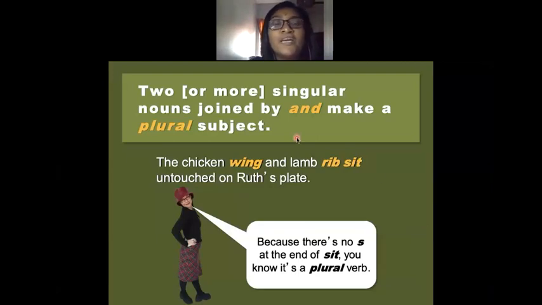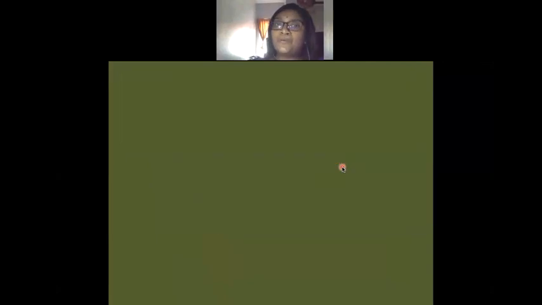All right. So let's say you are looking at the chicken wing and the lamb rib. So there are two subjects here. You have the chicken wing and the lamb rib sit untouched on Ruth's plate. So we have to use a plural verb. Because there's no s at the end of sit, that means the verb sit is a plural verb. And why are we using a plural verb? Because the subject, the chicken wing and lamb rib, is two subjects. So we have to use a plural verb.